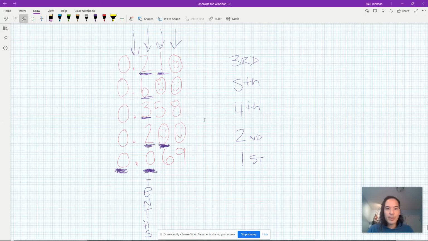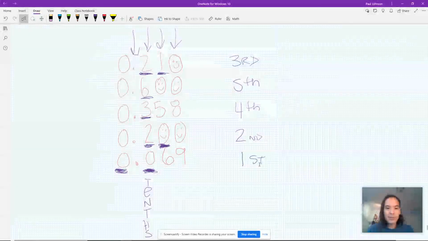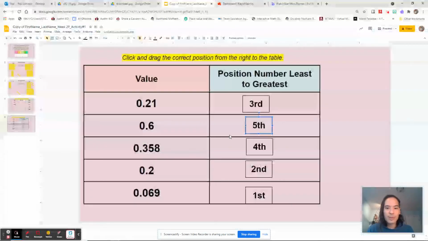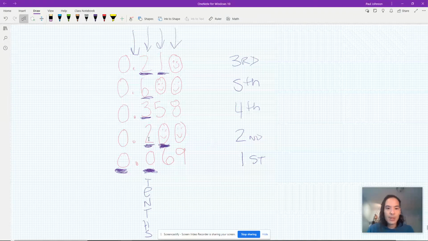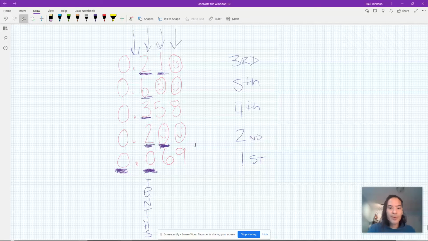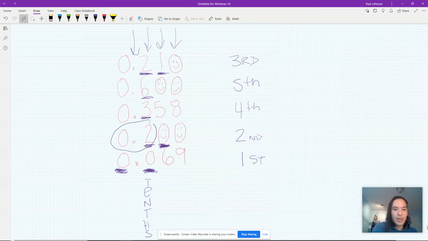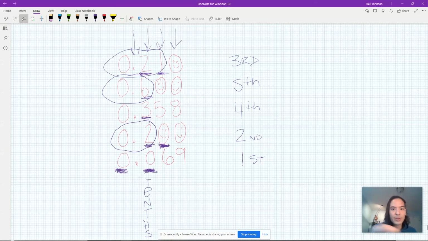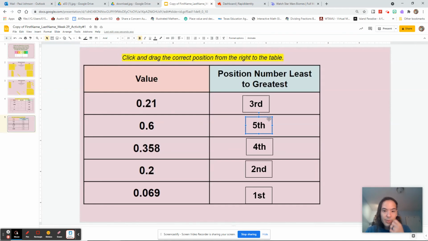Let's check our work. Over here, 69 thousandths was first. Cool. 2 tenths was second. Just remember if you wrote those emoji zeros to remember what your original numbers were. 2 tenths. This one was 6 tenths. This one was 21 hundredths. So next would be 21 hundredths at third, 358 thousandths at fourth, and 6 tenths at fifth. So we've put them in order now.